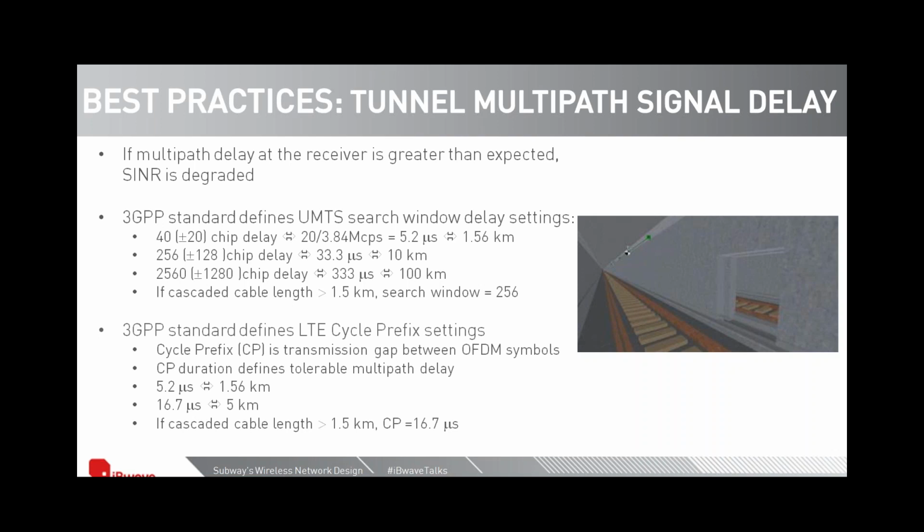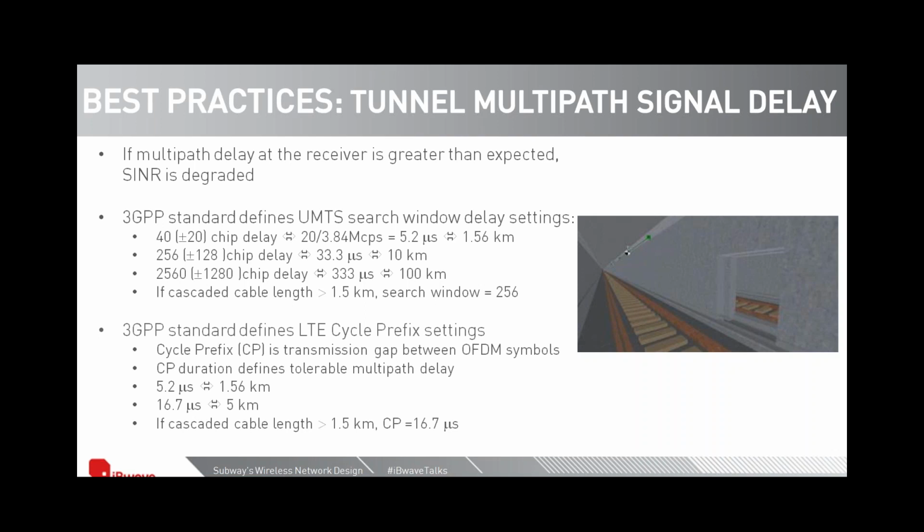This is basically, for our purposes, the cascaded cable length. If the cascaded cable length is longer than 1.5 kilometers, then you need to set your search window at 256, providing that your cascaded cable length is less than 10 kilometers. So if it is between 1.5 kilometers and 10 kilometers, then you put your chip delay at 256.